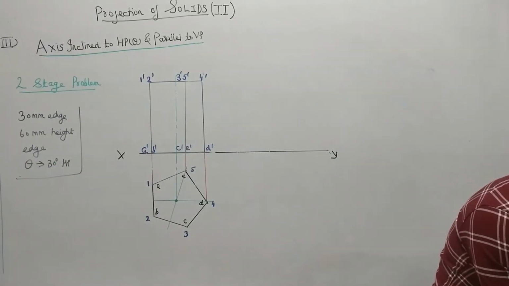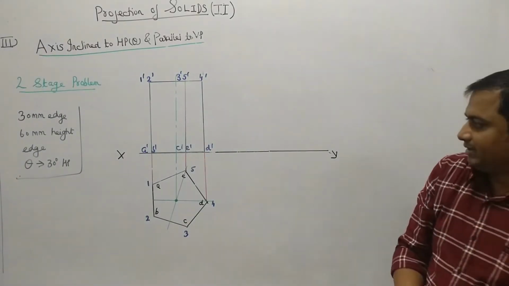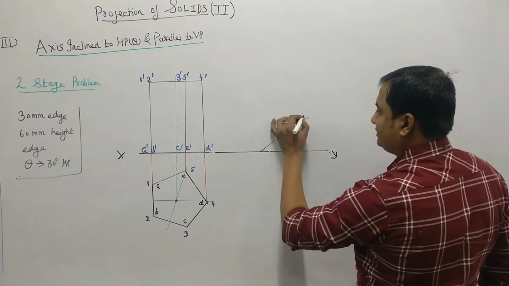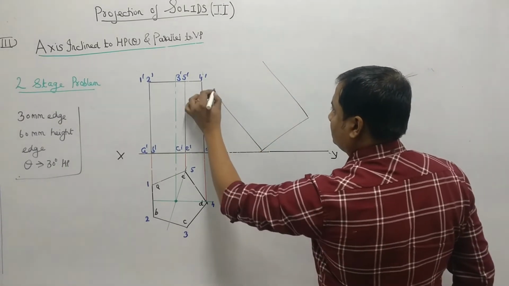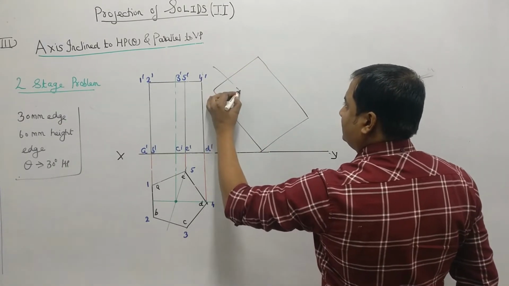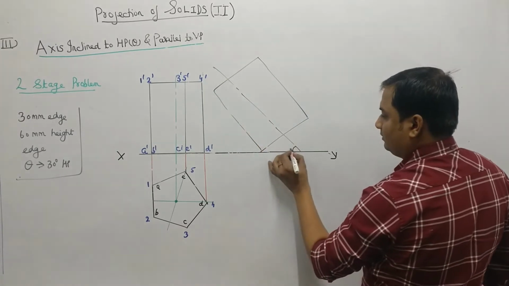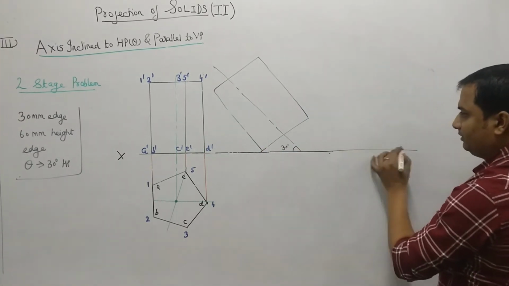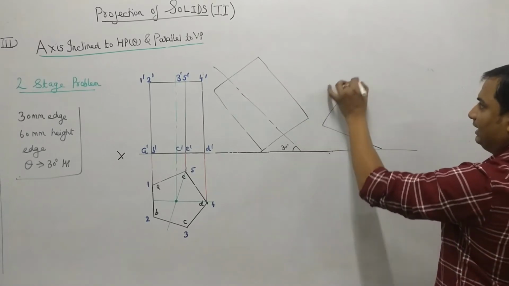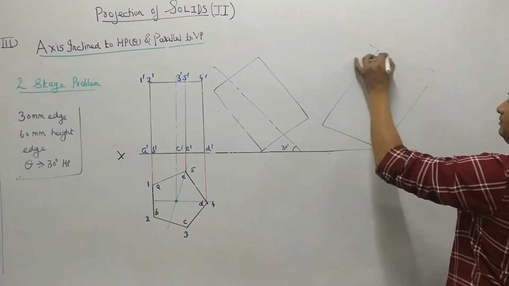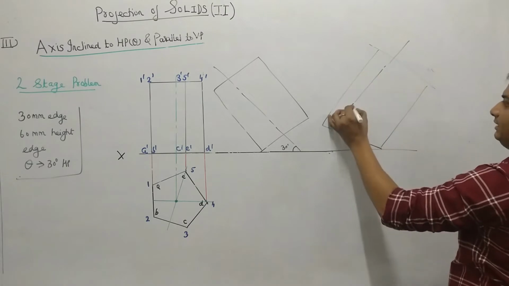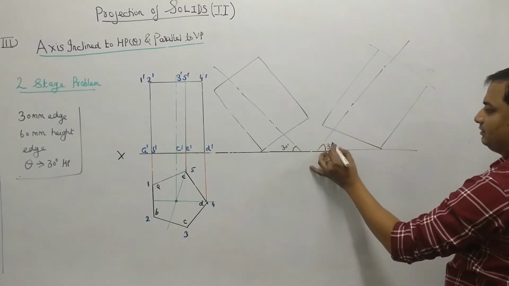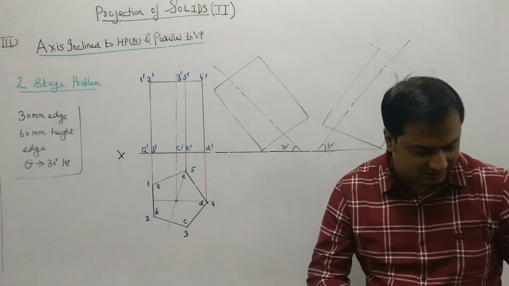So this is the case, if you turn this rectangle like this, when your axis is inclined 30 degree. There is one more option that you can turn your rectangle like this, when your axis is inclined 30 degree. So what is the difference here? See, this is very important.